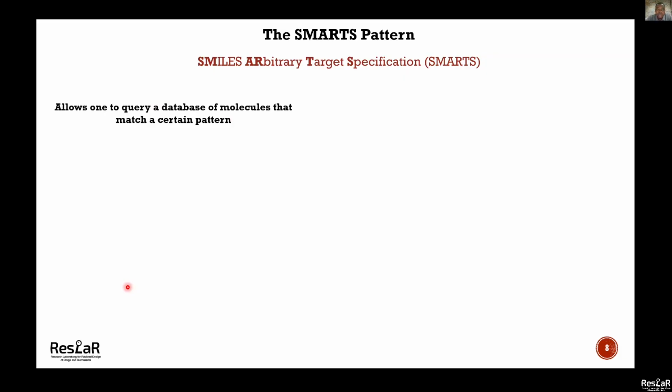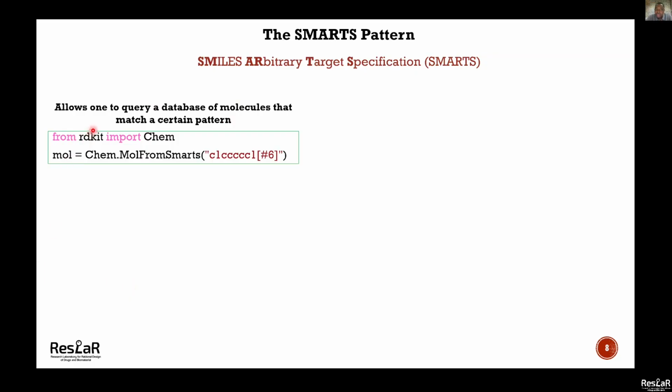It's not very complicated. You can see here, this is the implementation from RDKit: from rdkit import Chem, Chem.MolFromSmarts, c1ccccc1 with a [#6]. This is a benzene ring, obviously, because it starts from a small letter c1 to small letter c1, which is 6. But we are looking for a benzene ring that is attached to a carbon atom, because it uses the atomic number of the atom, 6 for carbon, 8 for oxygen. So it should find all the molecules that have a benzene ring attached to carbon. So maybe a methyl group, whatever.